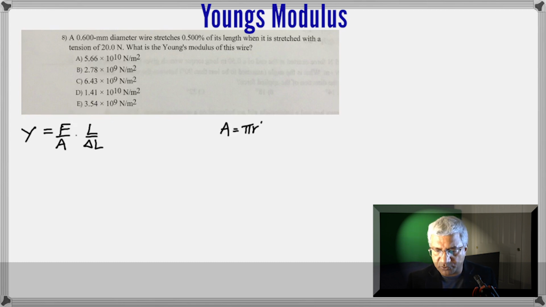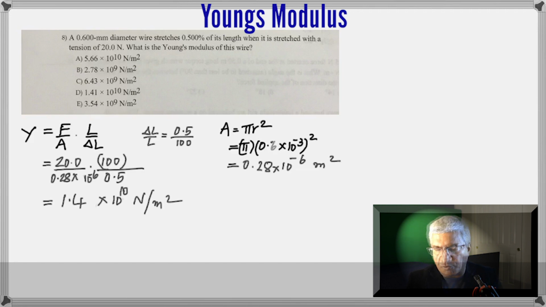A is pi r squared. It is the diameter that's given, so take half of that to get the radius, and then change it into meters, times 10 to the negative 3. So it's 1.4 times 10 to the 10. And did you notice that I have used 100 by 0.5? Because it's given us 0.5%.